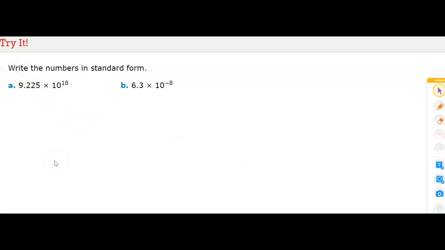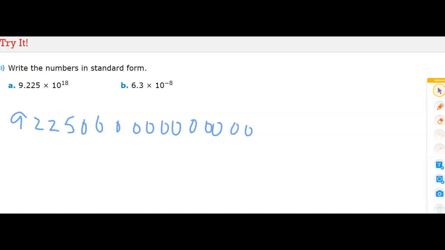Write the numbers in standard form. So let's take a look. We have 18. So 9, 2, 2, 5. And so it has to be 18. So I'm going to use zeros. 1, 2, 3, 4, 5, 6, 7, 8, 10, 11, 12. I think that's enough.